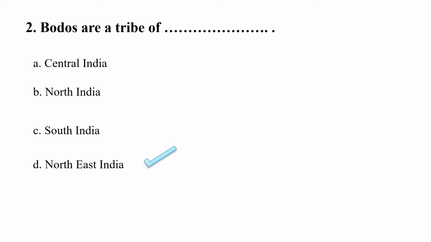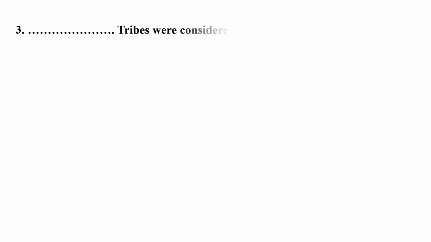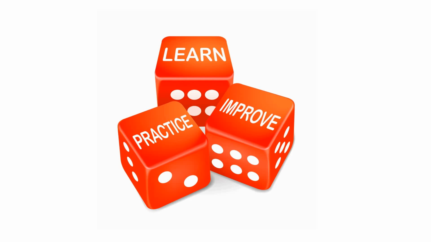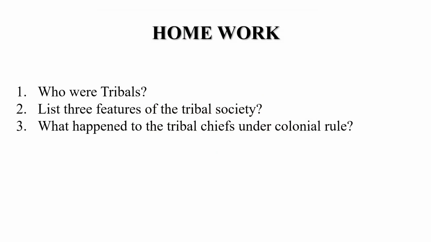Northeast India. Your next question is, dash tribes were considered to be more civilized. The options are A. Garos, B. Khasis, C. Bodos, or D. Gonds. And the correct answer is D, Gonds. It's practice time now. Here is some home task for you. Your first question is, who were tribals? Your next question is, list 3 features of the tribal society. And your third question is, what happened to the tribal chiefs under colonial rule?